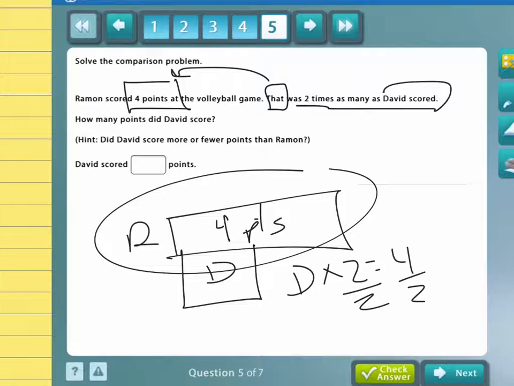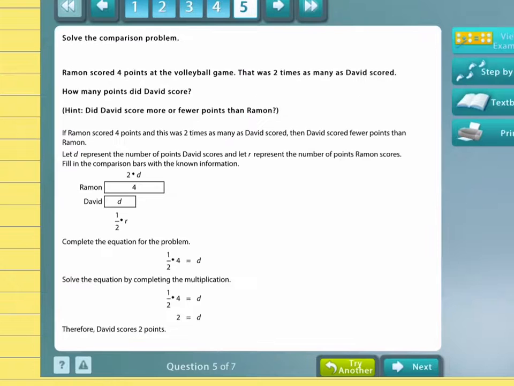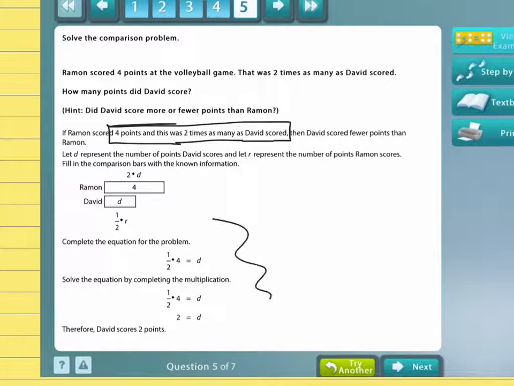Let's check out the answer on Think Central now. So they did a multiplicative comparison. They're showing the bar here, Ramon 4, half of Ramon. 1/2 times Ramon is David, because it says right there, Ramon is 2 times as many as David, or the other way to say it is 1/2 of Ramon's is David. And they show us how they solve the problem right here. David must have scored 2 points.